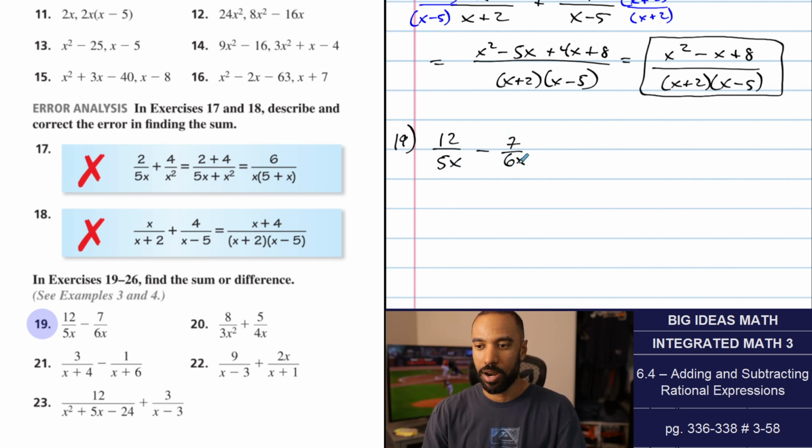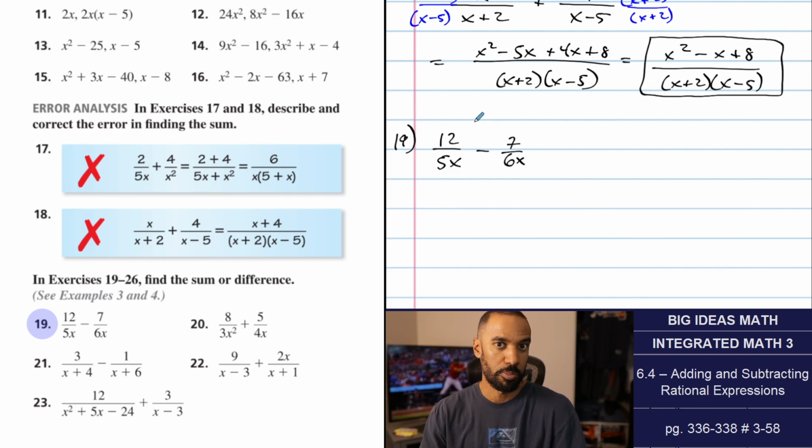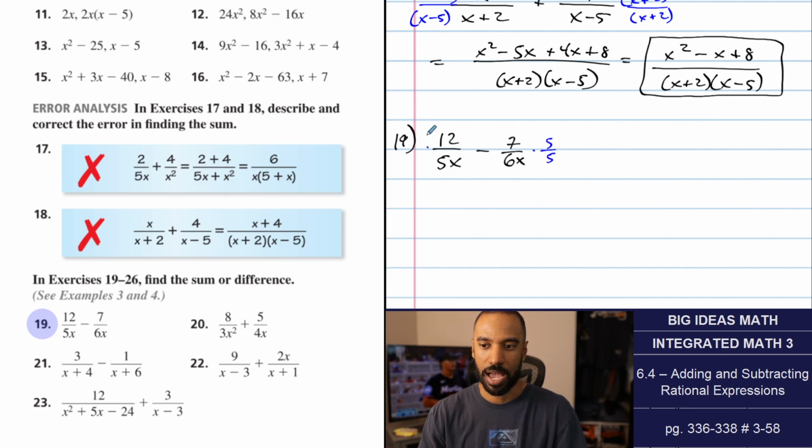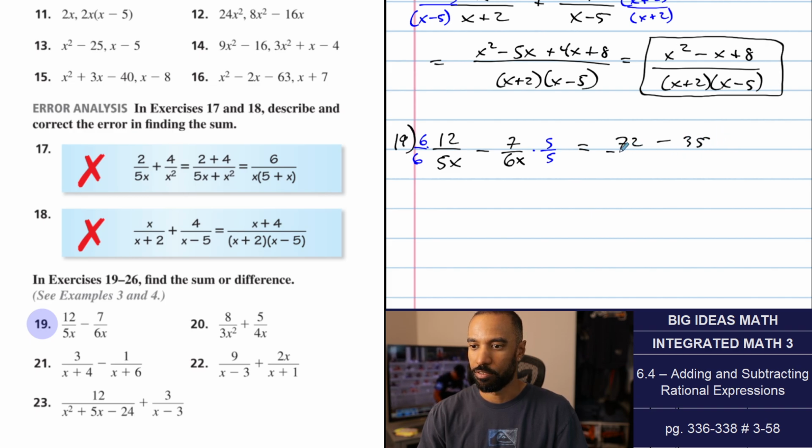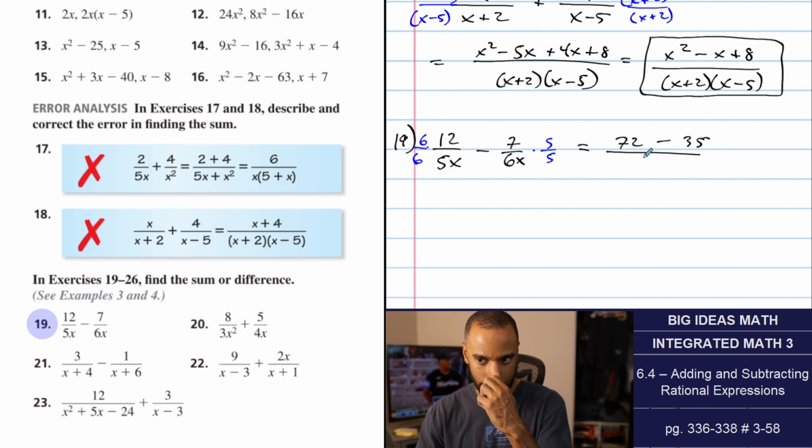All right, each of these shares a common factor of x, but the 6 and the 5 have a least common multiple, really, of 30. So this needs an extra 5 that this doesn't have. This needs an extra 6 that this doesn't have. 6 times 12 is 72. 5 times 7 is 35, and we're subtracting the result, 72 minus 35, and this is over 6 times 5x, which is 30x.